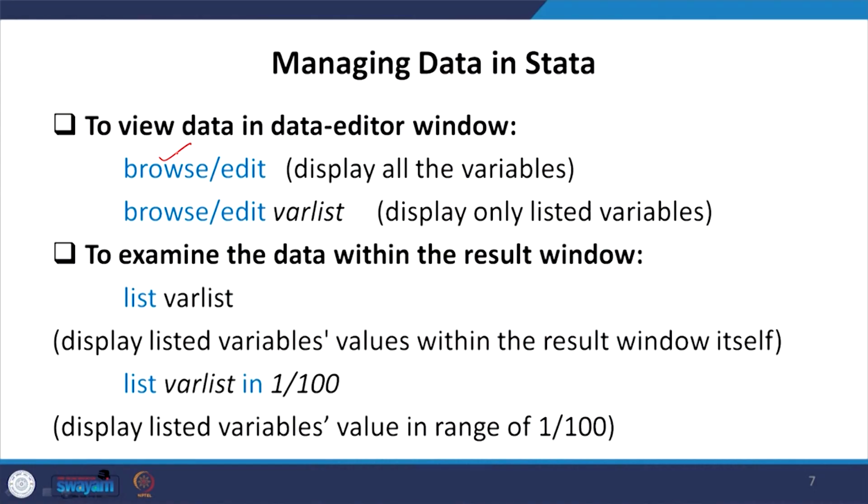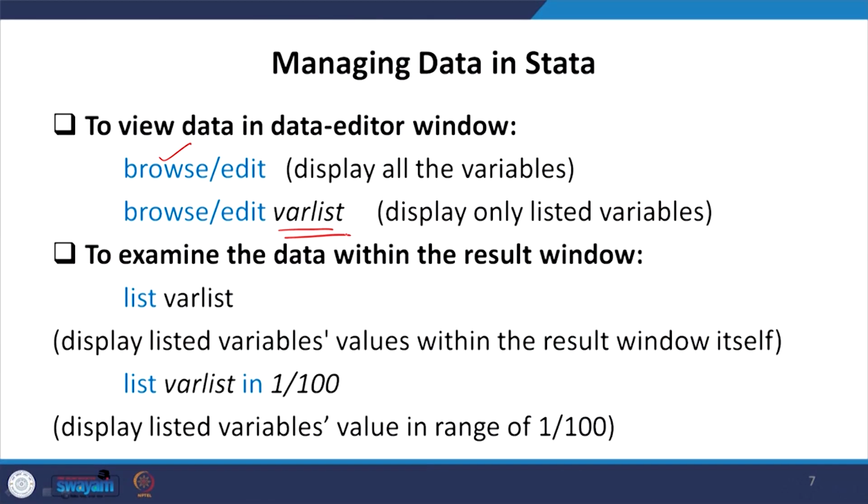BR will not distort the data. But when you are doubly sure you are going to edit the data and change something, then you can go for edit. If you simply click browse or edit, it displays the entire variable list, whereas if you write the specific variable for display, it will only show you those variables in the browse window.